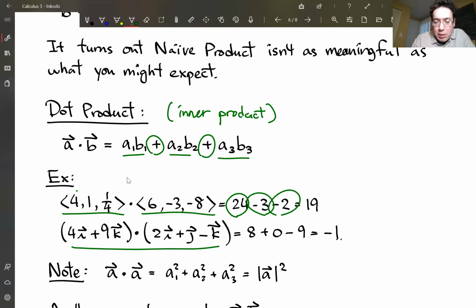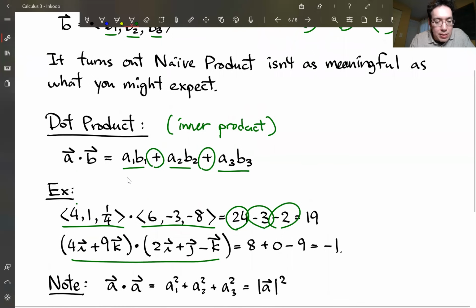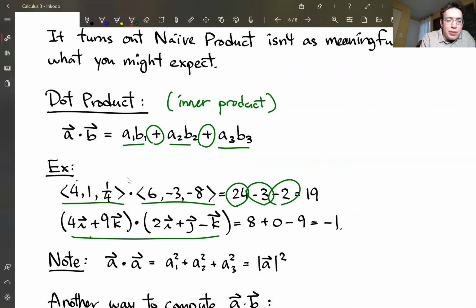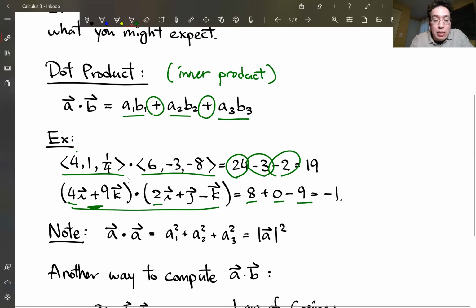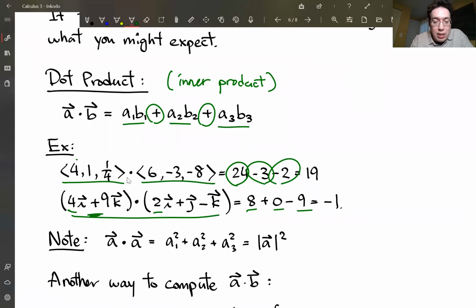Here's a similar type of computation using the ijk basis. Here, the first vector does not have a j component, so you just assume that to be 0. So 4 times 2 is 8. 0 times 1 is 0. And 9 times -1 is -9. So you could get a negative dot product as well.